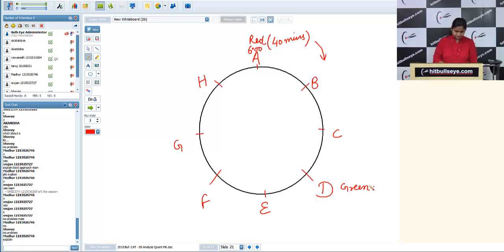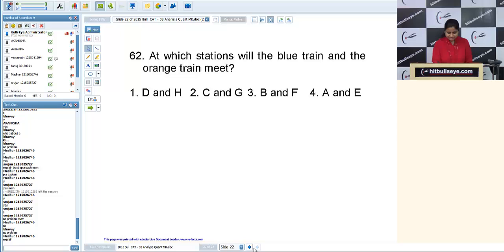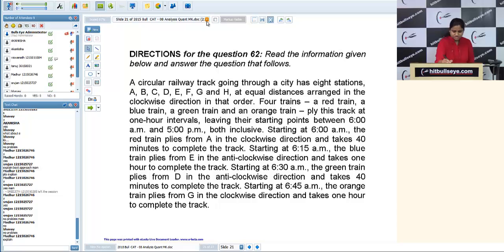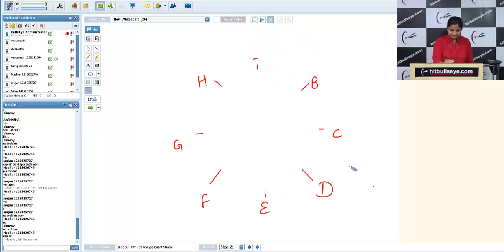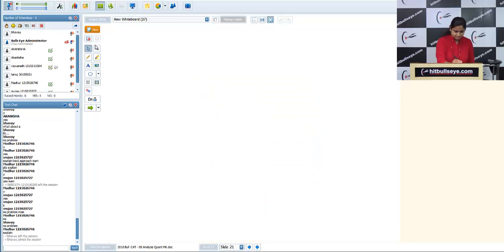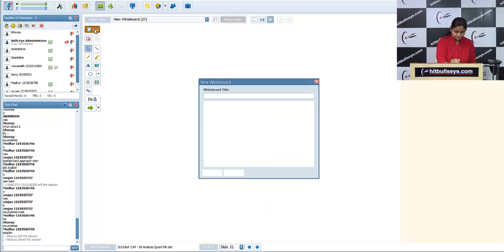Now I'm taking this question. It was the 62nd question: at which stations will the blue train and the orange train meet? So we are talking about the blue and orange trains. These other things are not needed here. Let me insert one more page. There is a technical problem.